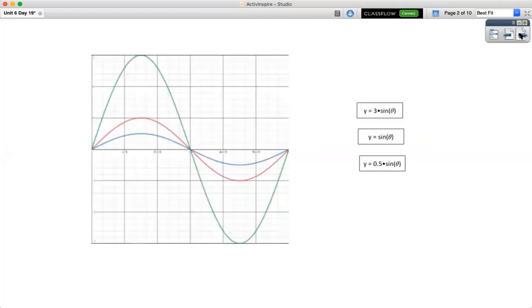So you may have seen this example before. What you'll notice here is that you have three different sine functions. You've got a green one, a red one, and a blue one. And then you have three different sine equations: y equals 3 sine theta, y equals sine theta, y equals 0.5 sine theta.